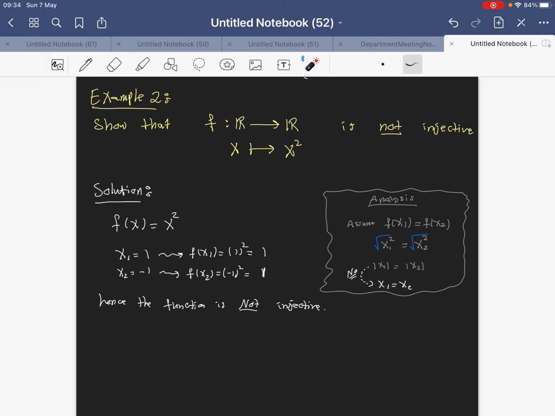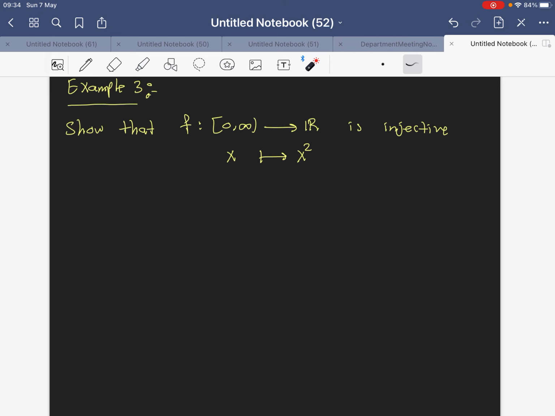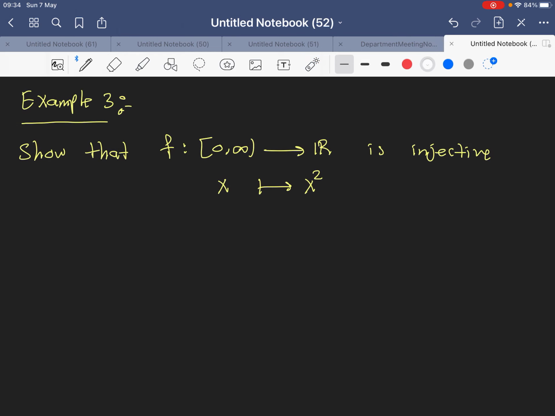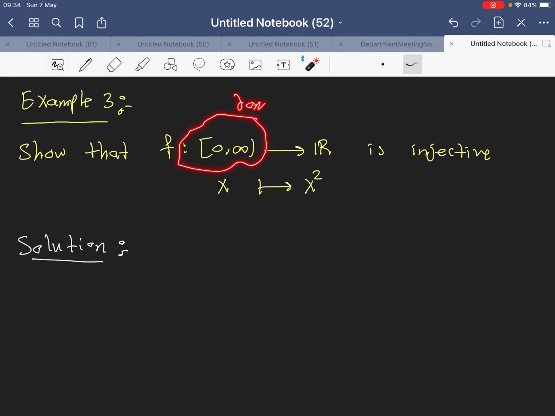Let's move on to example number 3, which is this one. Example number 3. It looks like the same question as before, but the only change is here in the domain. So changing the domain can change the function from not injective to injective. So injectivity must relate to the function as well as the domain. You have to keep that in mind.